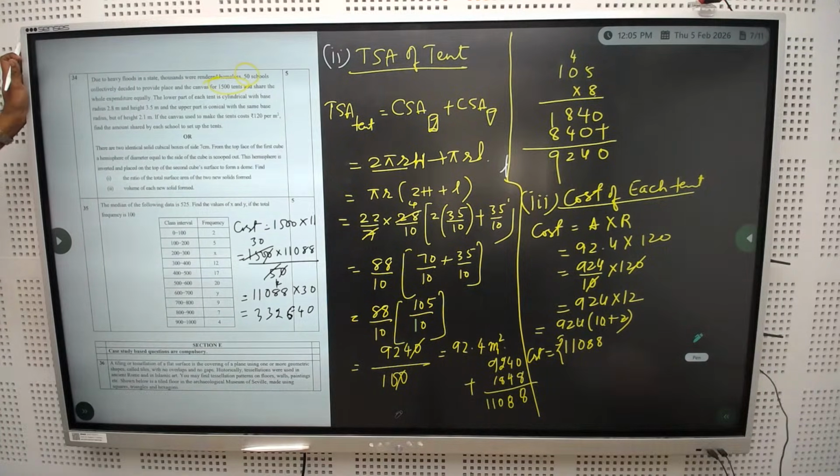There are two identical solid cubical boxes of side 7 centimeter. From the top face of the first cube, a hemisphere of diameter equal to the side of the cube is scooped out. You have two figures in your classwork and textbook. A cube scooped means inside there will be a hemisphere. Surmounted means on the top of the face. So two figures you have to draw now.